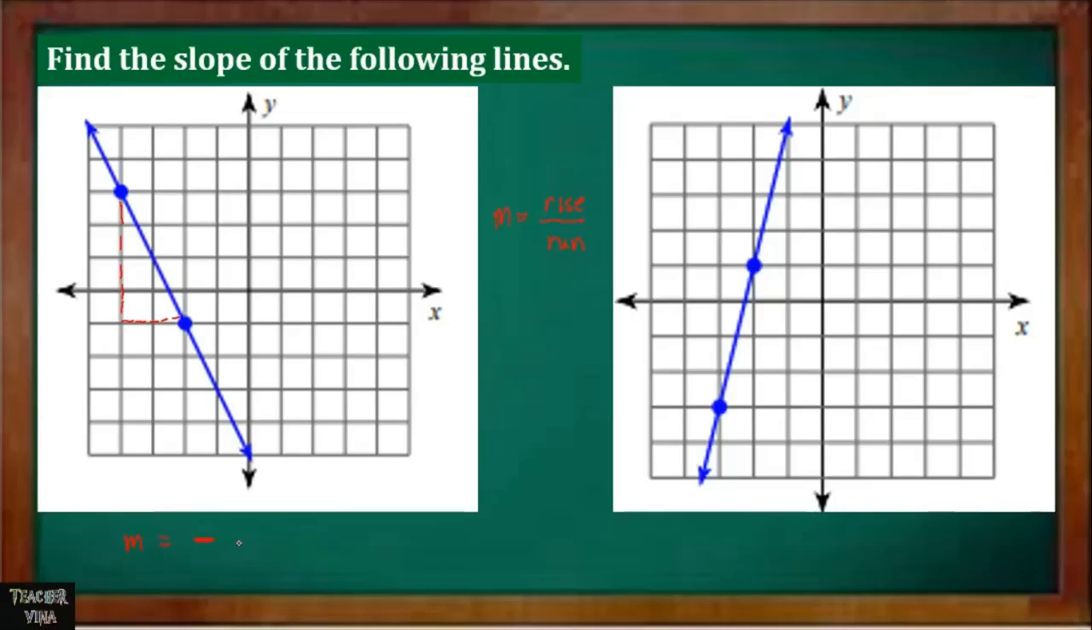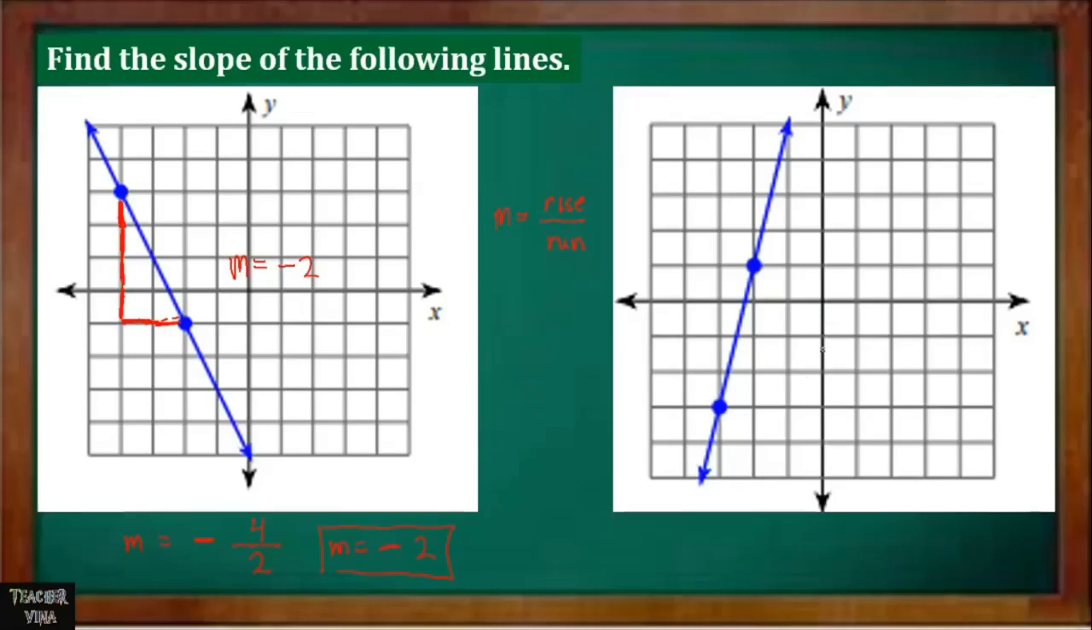Okay. Tapos, for the numerator, magka-count tayo ng distance na vertical. So, 1, 2, 3, 4. Therefore, our numerator is 4. And then, for the denominator, bilangin natin horizontally, 1, 2. So, it's 2. Now, since we can divide 4 by 2, let's divide. So, 4 divided by 2 is 2. Therefore, the slope is, don't forget the sign, negative 2. So, the slope is equal to negative 2.